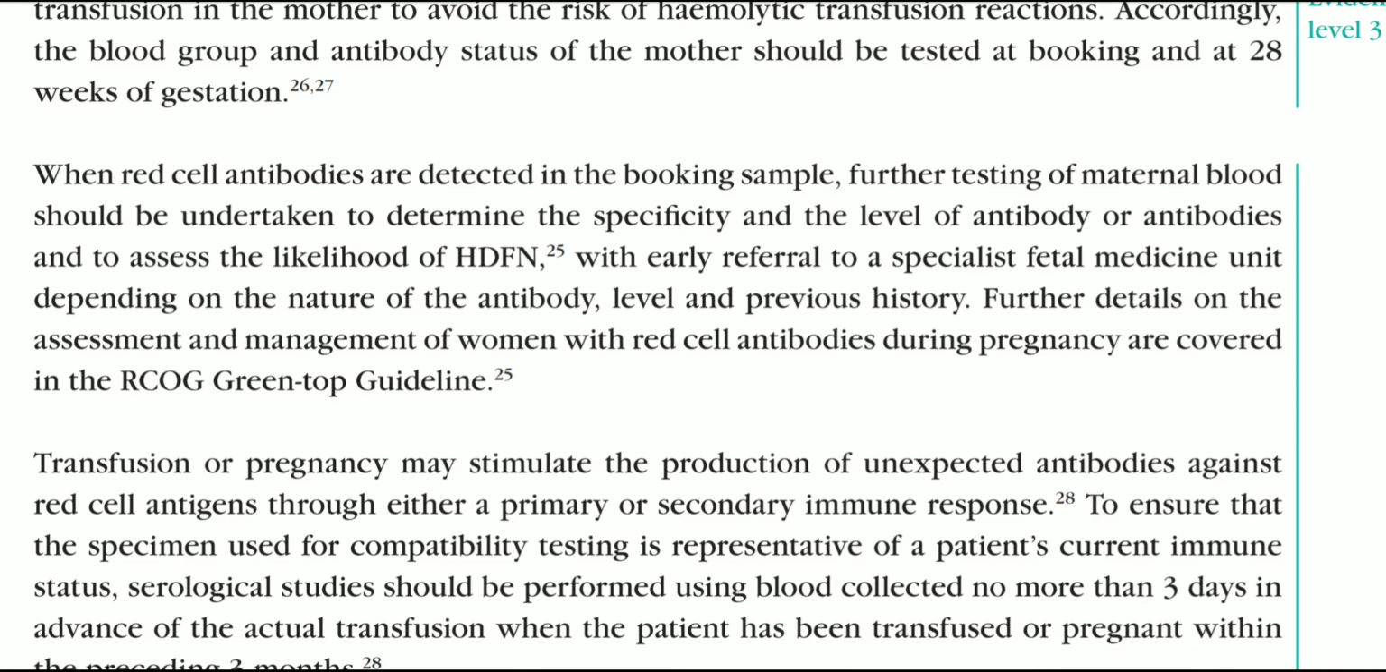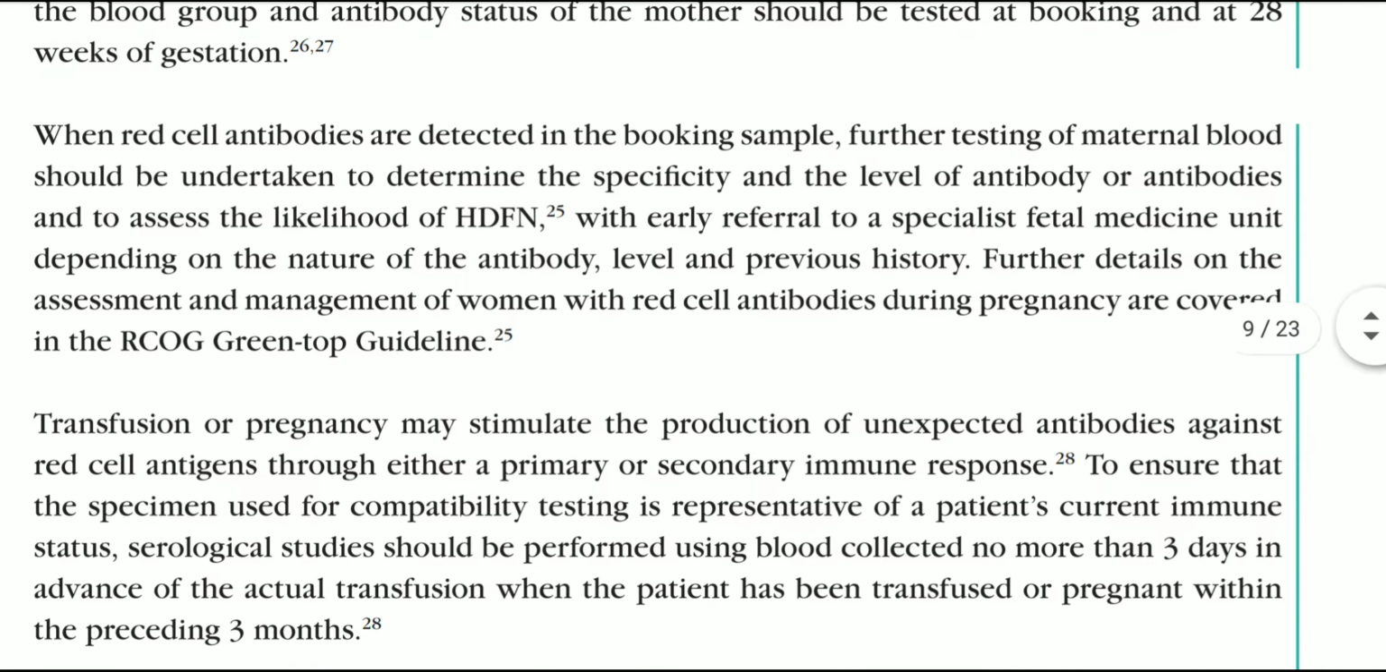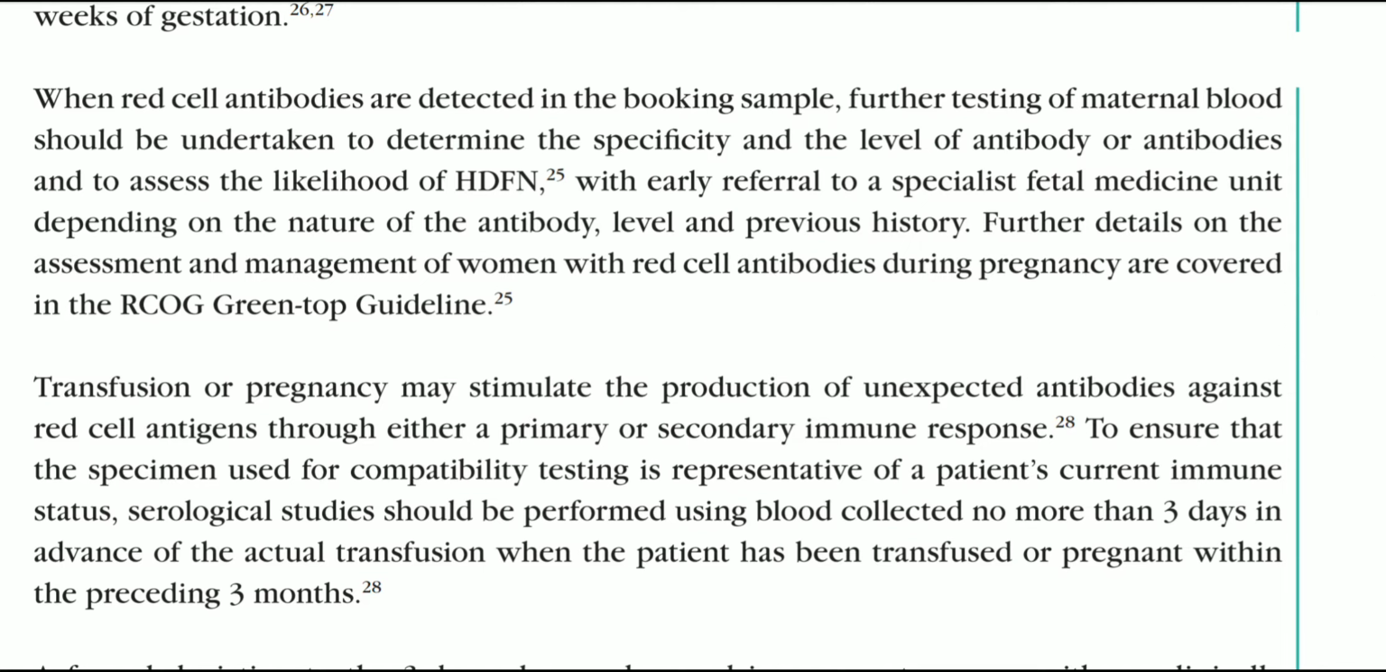Okay, so why group and save samples should be less than 3 days old, that is written here. Transfusion or pregnancy may stimulate the production of unexpected antibodies against red cell antigens through either a primary or secondary immune response. To ensure that the specimen used for compatibility testing is representative of a patient's current immune status, serological studies should be performed using blood collected no more than 3 days in advance of the actual transfusion when the patient has been transfused or pregnant within the preceding 3 months.